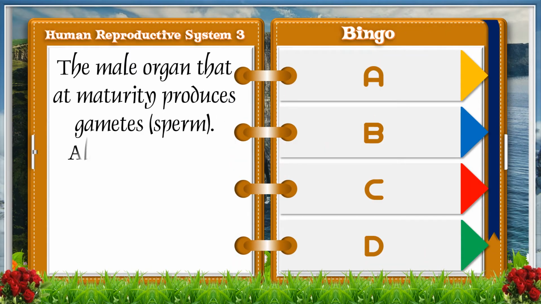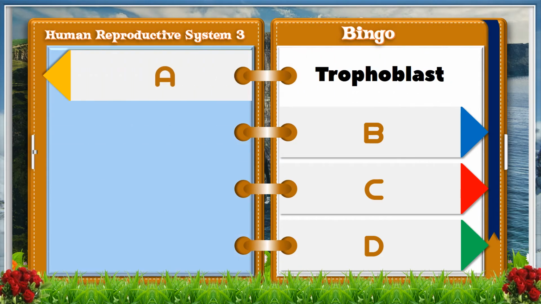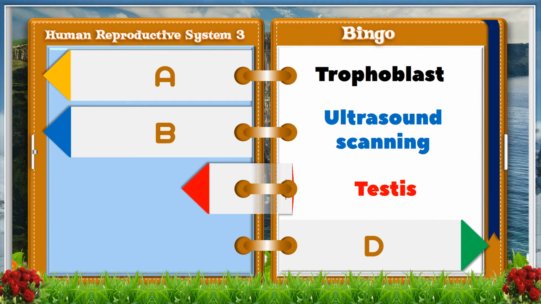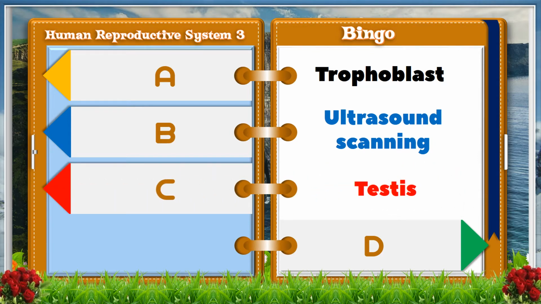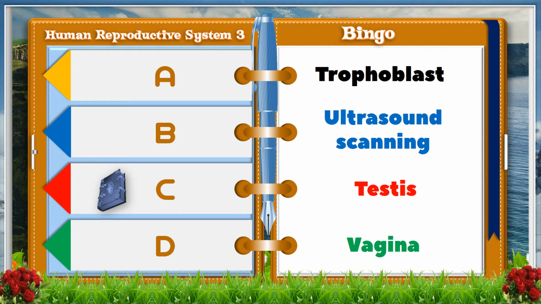The male organ that at maturity produces gametes, that is sperms, also an endocrine gland that produces the hormone testosterone. A. Trophoblast. B. Ultrasound scanning. C. Testes. D. Vagina. And the answer is C. Testes.